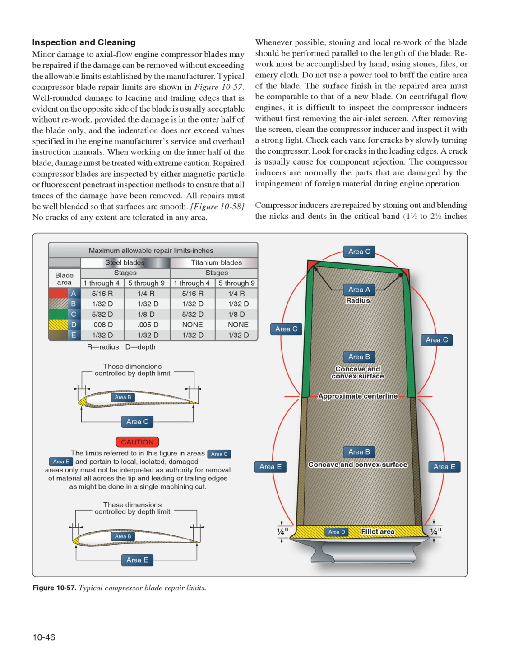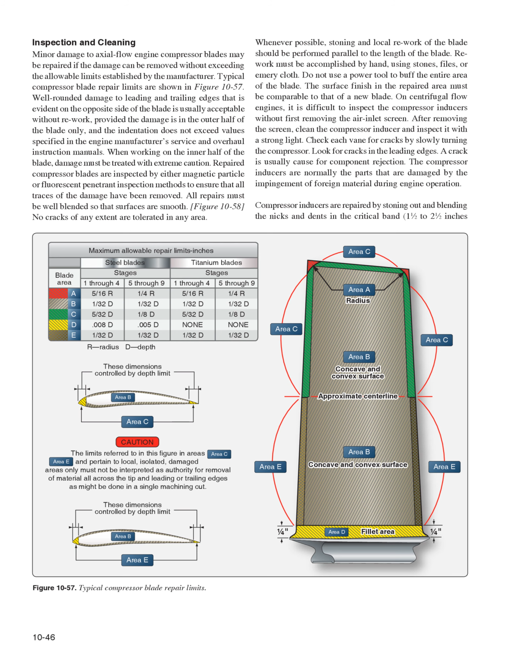On centrifugal flow engines, it is difficult to inspect the compressor inducers without first removing the air inlet screen. After removing the screen, clean the compressor inducer and inspect it with a strong light. Check each vane for cracks by slowly turning the compressor. Look for cracks in the leading edges. A crack is usually cause for component rejection. The compressor inducers are normally the parts that are damaged by the impingement of foreign material during engine operation.